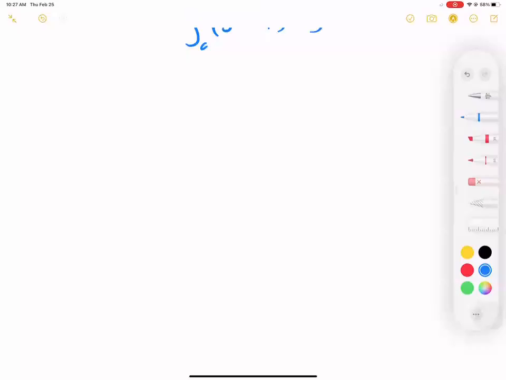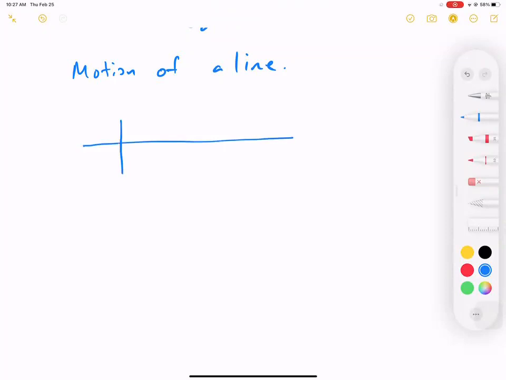So, hi everyone. Today we're going to deal with motion of a line. And you don't want to overthink these. The idea is that we have a line here, just a regular line, a one-dimensional line, right? One-dimensional line, we'll just call this at 0.